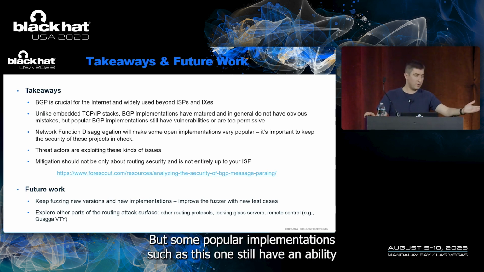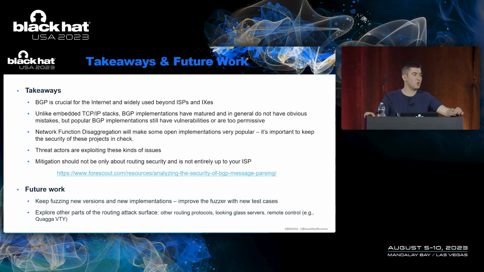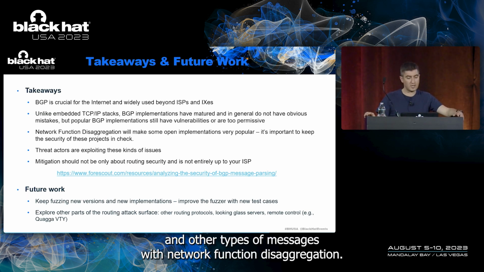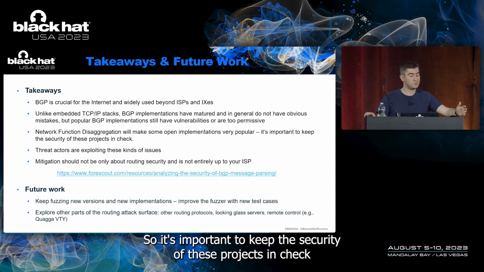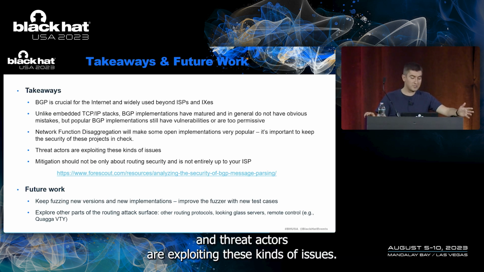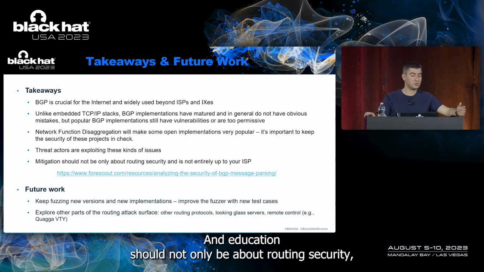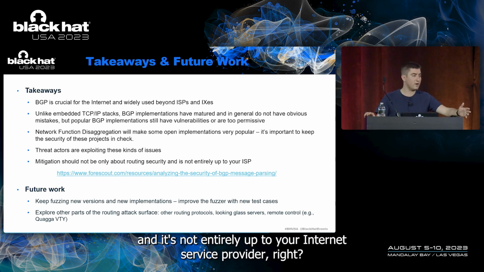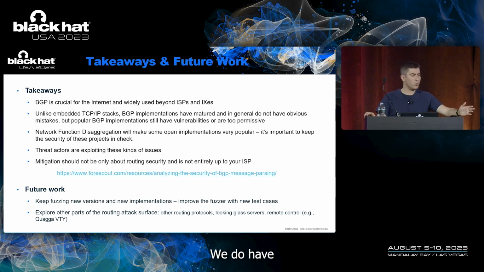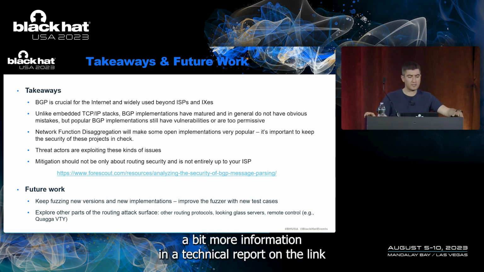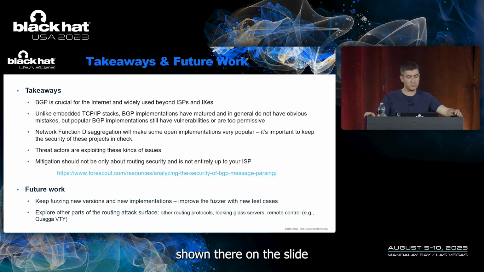But some popular implementations, such as this one, still have vulnerabilities or are too permissive with open messages and other types of messages. With network function disaggregation, some open implementations will potentially become very popular, so it's important to keep the security of these projects in check. Threat actors are exploiting these kinds of issues, and the mitigation should not only be about routing security, and it's not entirely up to your internet service provider. It's up to everyone to make sure that BGP is implemented securely. We have a bit more information in a technical report at the link shown on the slide.